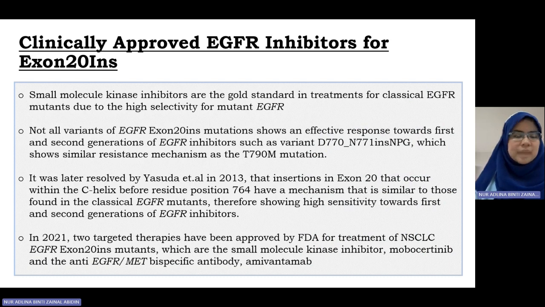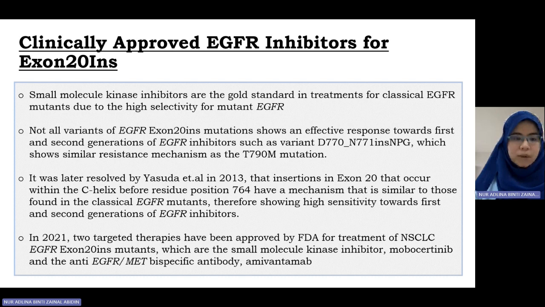Small molecule kinase inhibitors are the gold standards in treatments for non-small cell lung cancer, especially for classical EGFR mutants, because of their high sensitivity towards mutant EGFRs over wild type. However, the challenge in targeting exon 20 insertions for treatment is that not all variants of EGFR exon 20 insertions show an effective response towards first and second generation of EGFR inhibitors, such as the variant D770 here, which shows a similar resistance mechanism as the T790M resistant gene mutation.